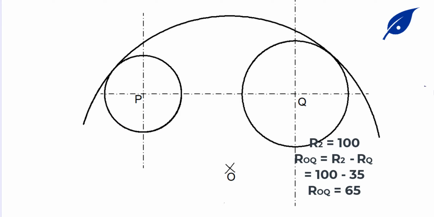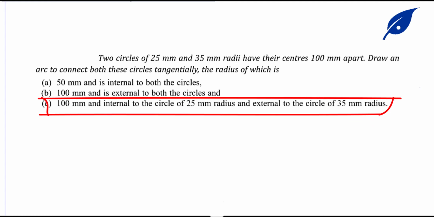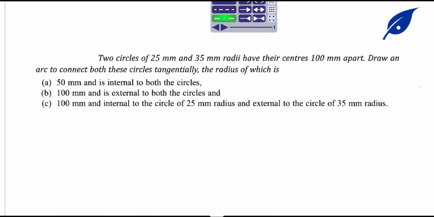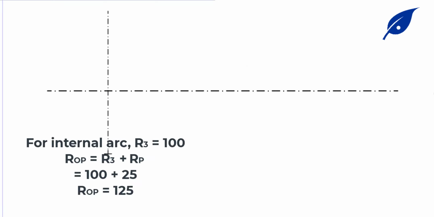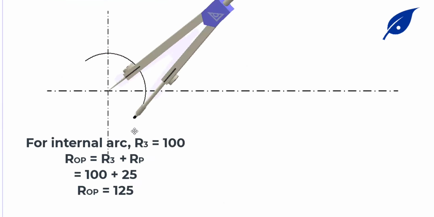Now the third question says 100mm to the internal circle of 25mm radius and 100mm to the external circle of 35mm radius. So what this means is we're going to add this 100mm radius of the arc to the radius of 25 and subtract 35 from 100mm. Then we'll have the center of the arc, which we're going to describe.